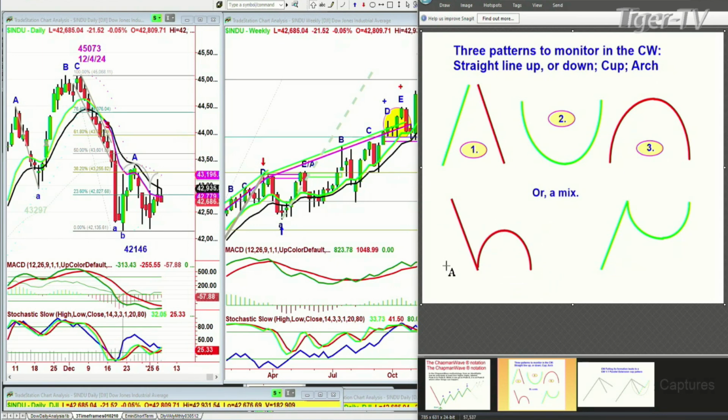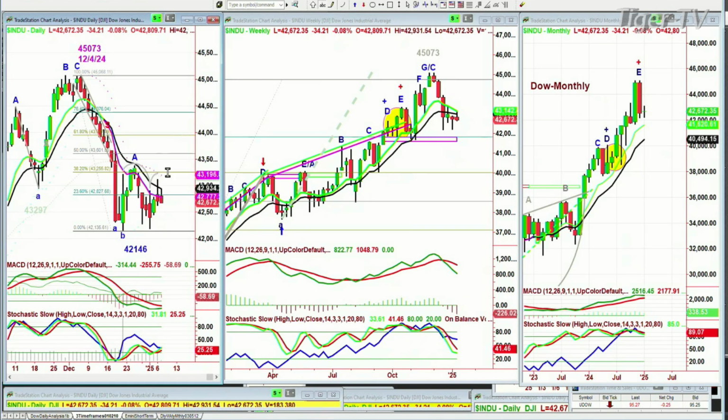Right now, the Dow is struggling. You can see it's made the arch formation. It's almost like a continuation of the arch, but there was a higher high yesterday, so this is gray A and gray B. I'll just put that in because it's technical, and a lot of people use the Chapman wave for me to articulate what I'm doing.